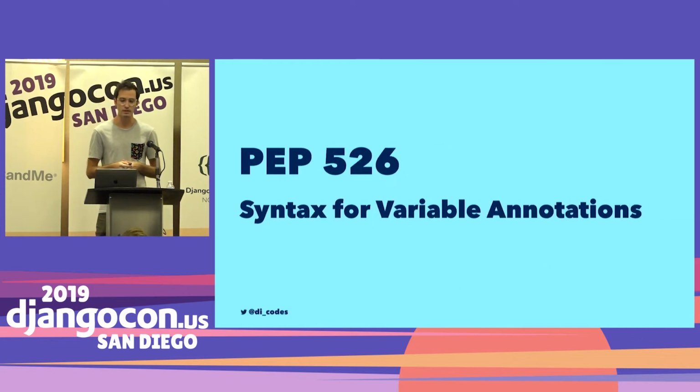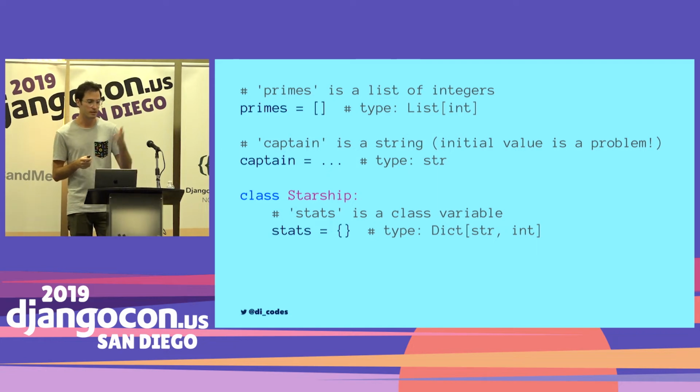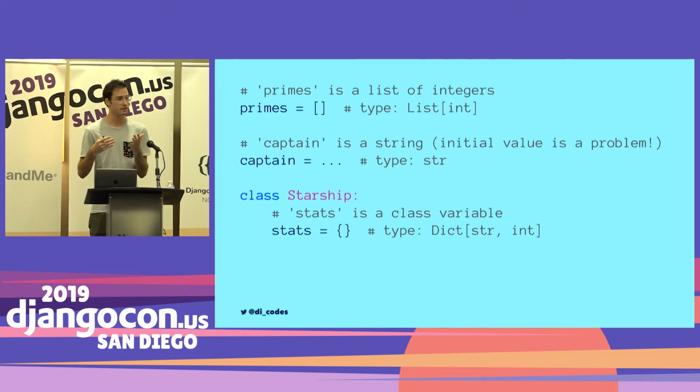So in PEP 526, we got syntax for variable annotations. Using the comments in Python 3 felt kind of janky, and it also had some problems. Like I said before, you could initialize an empty list and set the type on that list. It was kind of messy when we tried to instantiate something that we didn't want to set to a value yet. We kind of had to give it an initial value if we wanted to type it.